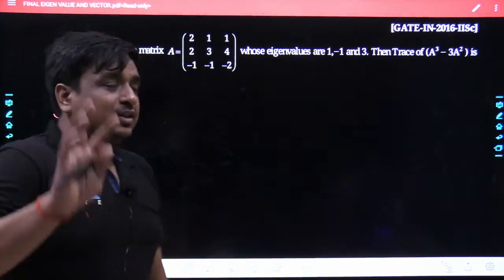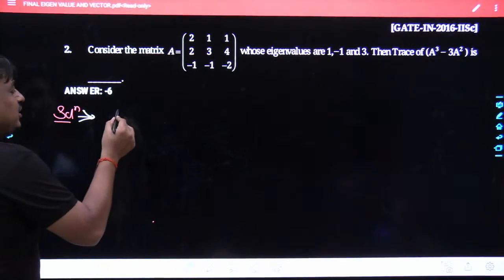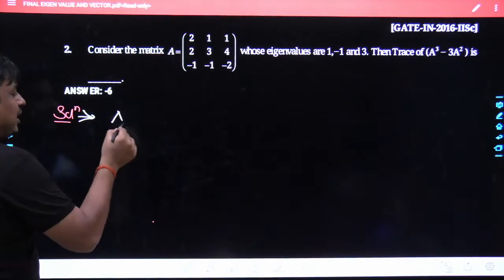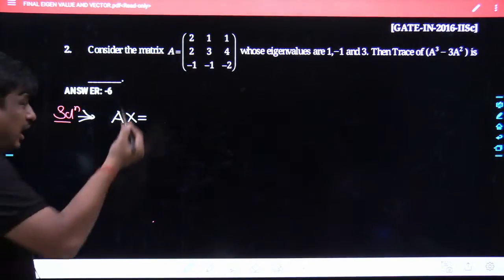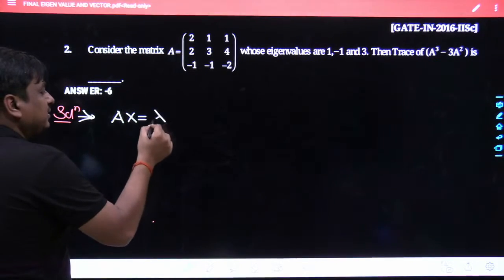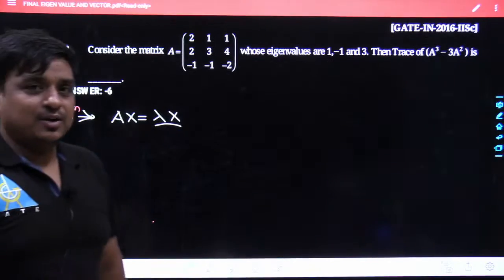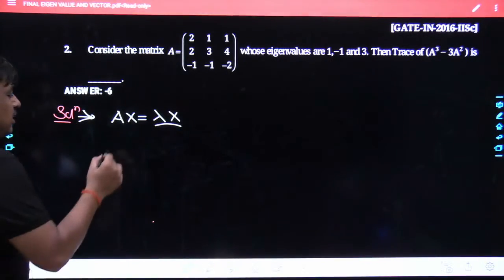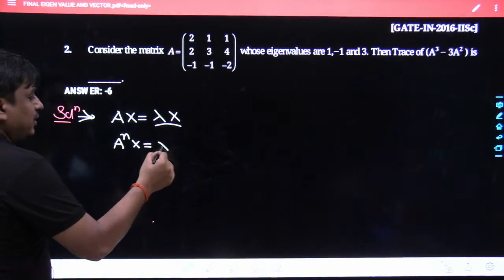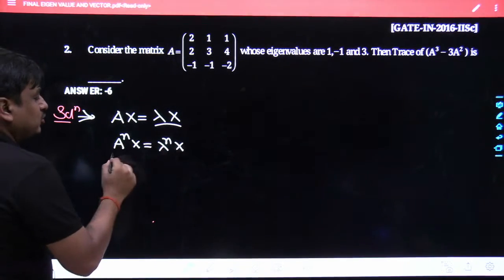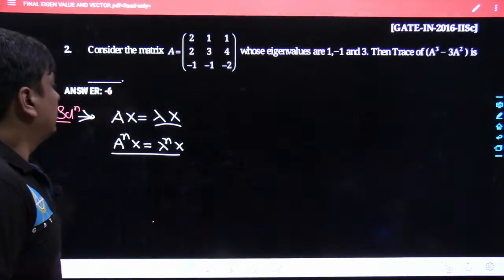Is that part clear? Same concept I am going to use. In the case of an eigenvector, we have a matrix which gets multiplied with an eigenvector and results in a constant times the vector. We have seen one more thing: A to the power of n times x is equal to lambda to the power of n times x. Yes or no? Obviously yes, sir. There is no problem as such.